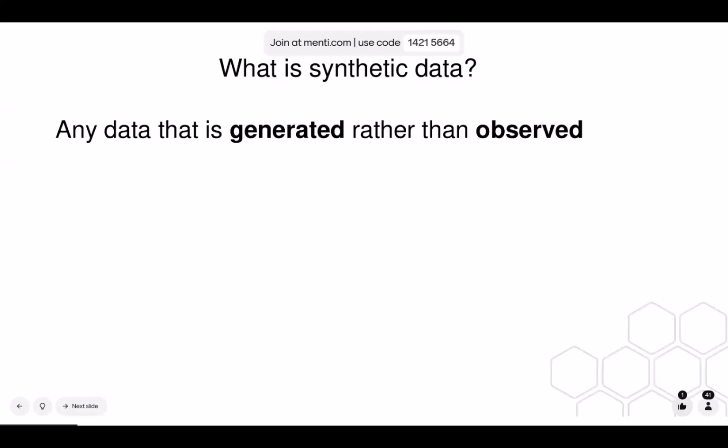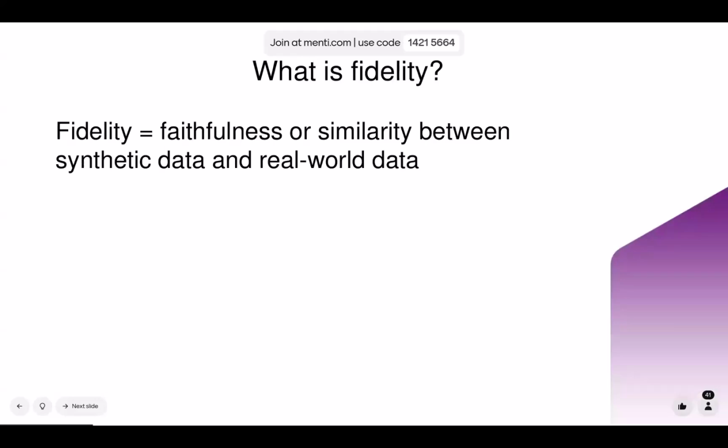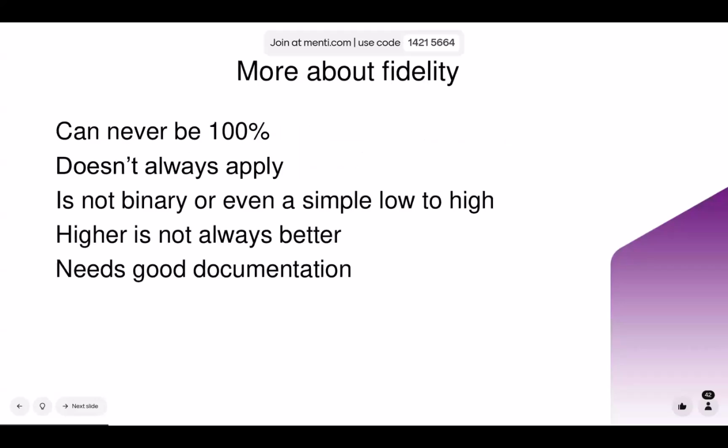But something that people always talk about with synthetic data is fidelity. Fidelity is faithfulness, or the similarity between synthetic data and real world data. We obviously know that they cannot be exactly the same because that's irresponsible, but they want to be similar. That gets a little bit strange, because how similar is too similar? What do we call it when it's very similar? What do we call it when it's vaguely similar? That comes down to fidelity. Fidelity can never be 100%. That's too similar. We can't be having that.